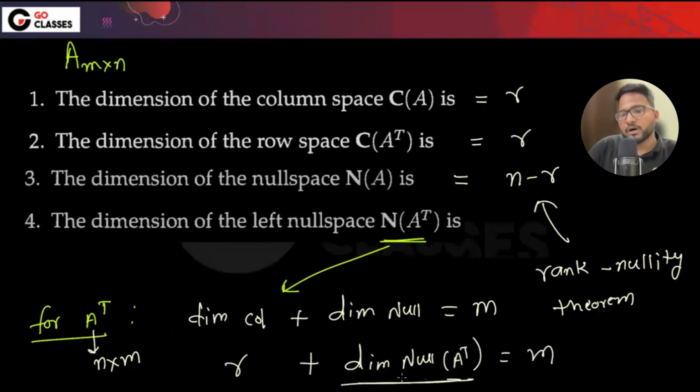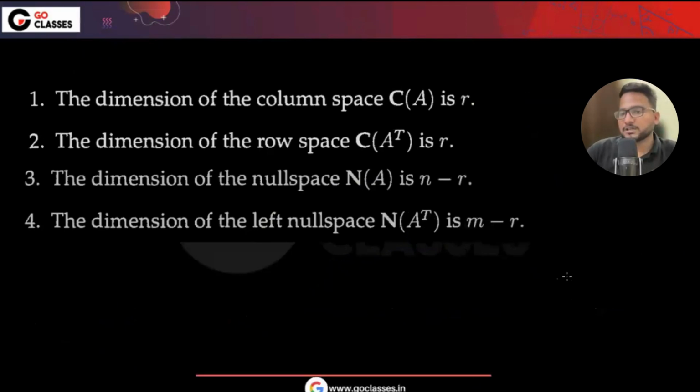So this particular number, the dimension of the null space of A transpose, is coming out to be M minus R. Let me know if that is fine. Which is the same as the left null space. Again and again I'm telling you that the left null space is nothing but the null space of A transpose. See here that these are the dimensions. This is M minus R. This is a little interesting.